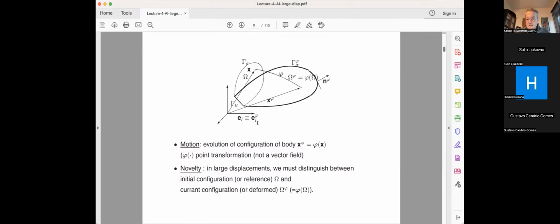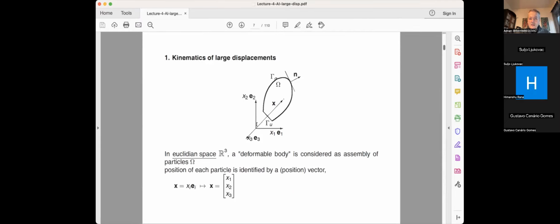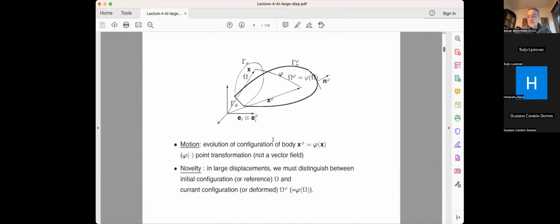We also use the Einstein convention on repeated indices. For example, the position vector is x_i times e_i, and that sums up to x1 e1 plus x2 e2 plus x3 e3. All the conventions apply to any of these dummy indices, except for index phi. That's the only exception.